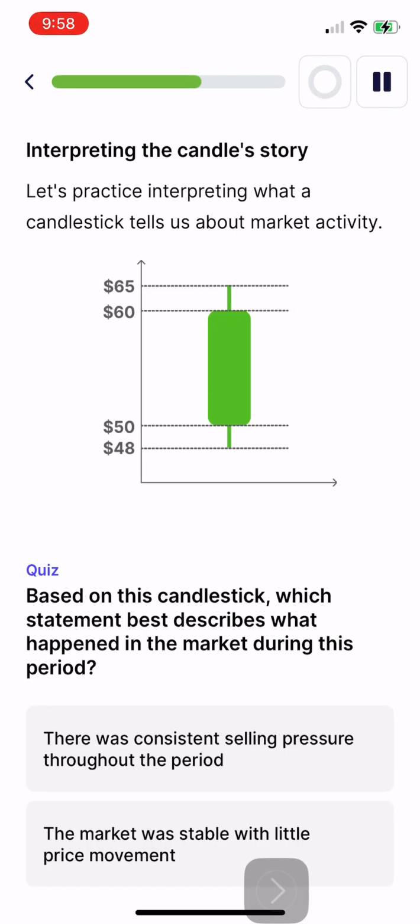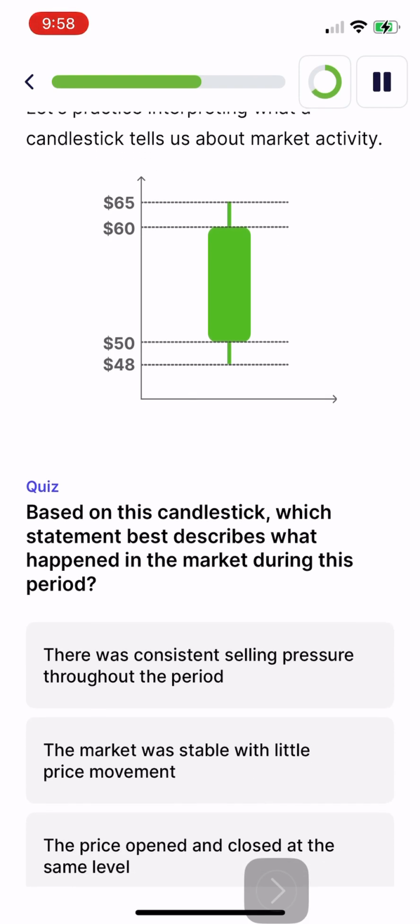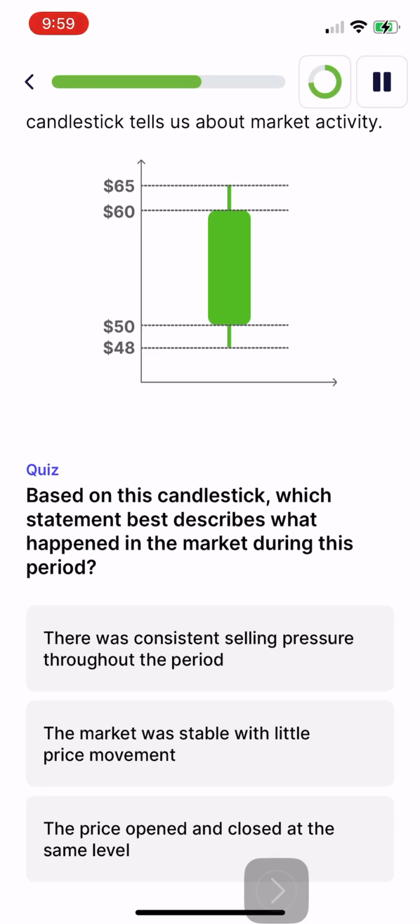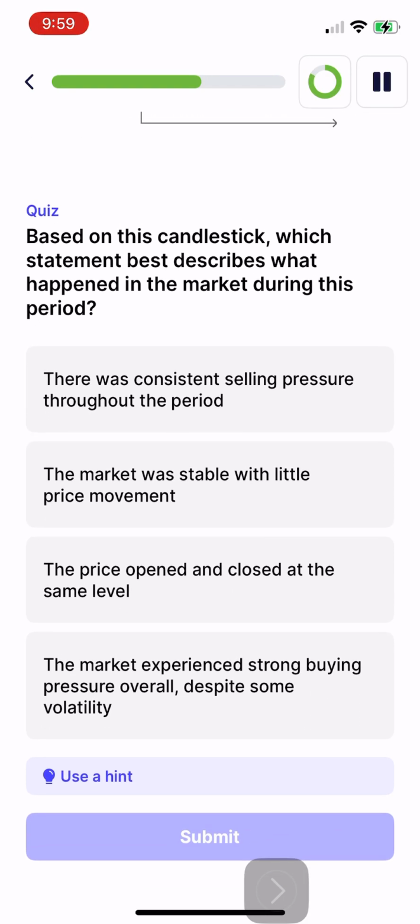Let's practice reading what a candlestick tells us about market activity. Based on this candlestick, which statement best describes what happened in the market during this period? Was there consistent selling pressure throughout the period? Was the market stable with little price movement? Did the price open and close at the same level? Or did the market experience strong buying pressure overall, despite some volatility?